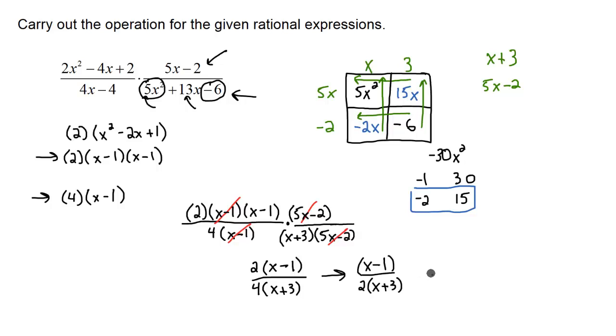So this is my final answer because 2 over 4 reduced to be 1 over 2. And then we have to also say that my x cannot equal a negative 3 because if you plug in a negative 3 for x, we're going to get a 0 here and we can never divide by 0. So this is going to be my final answer.